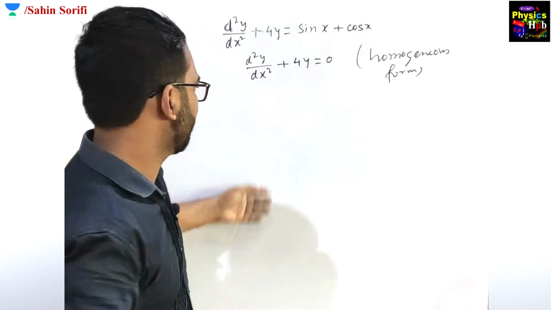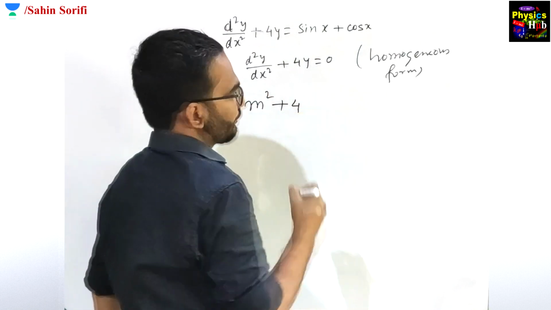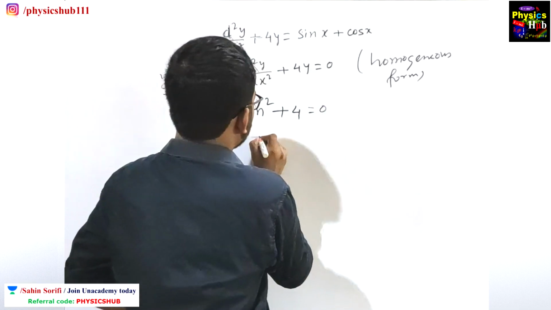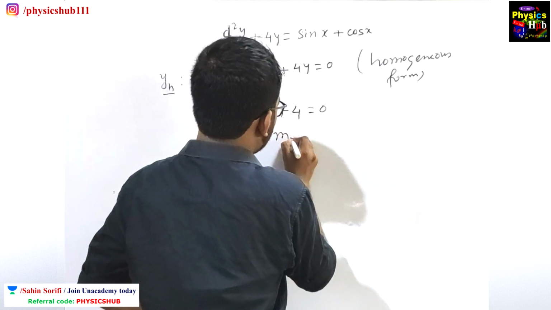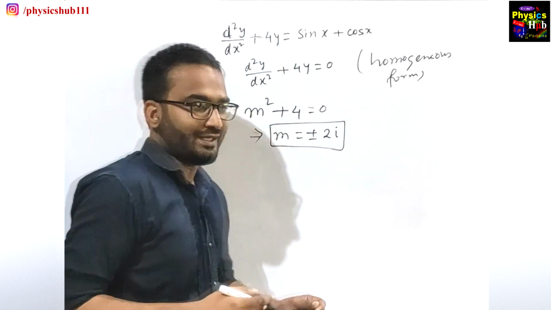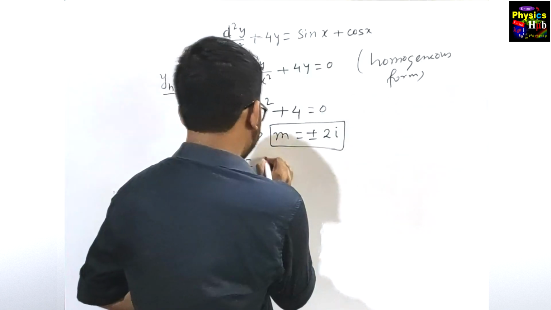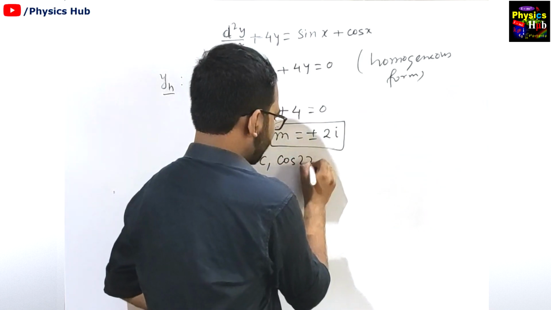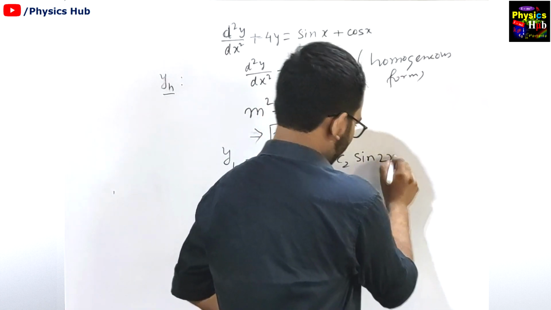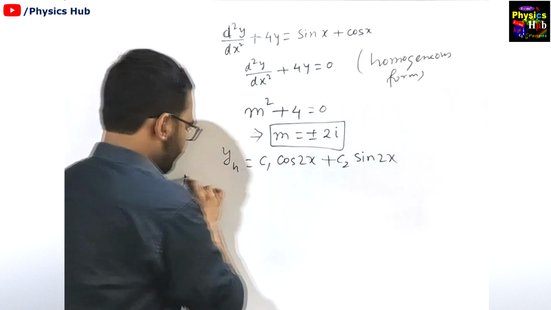This is so straightforward, you know. We can write the characteristic equation m square plus 4 equals 0. The characteristic equation will give you two roots. The two values of m are m equals plus minus 2i. Then we can write the homogeneous solution yh equals c1 cos 2x plus c2 sin 2x. So how can we write this? I am just giving you the formula.